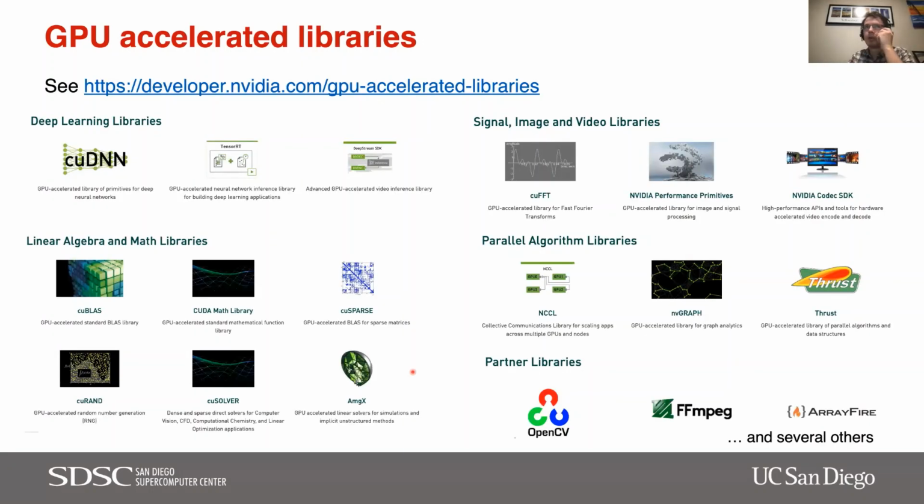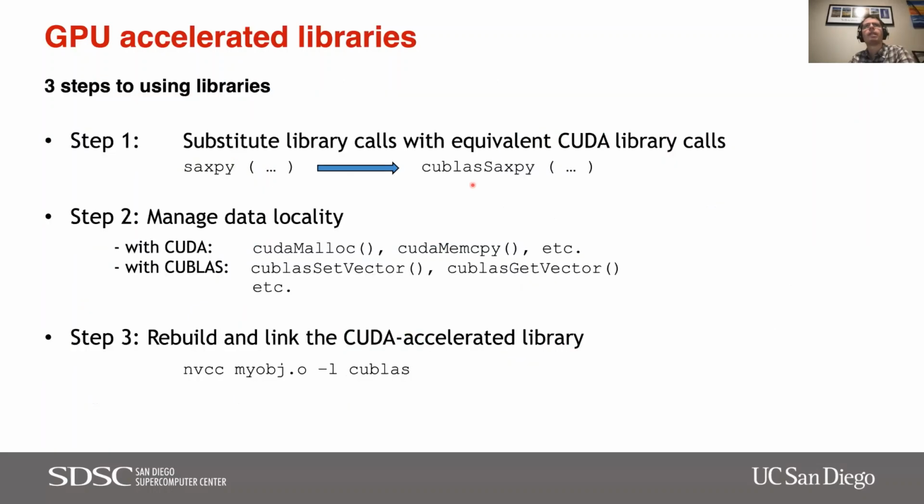So there's a wide range of libraries. Here's a link, just take a look. There's something for every flavor of science. And here's an example where we're going to use the SAXPY function from BLAS as an example. That's a single precision A times X plus Y, so this is basically a vector addition operation. If you want to use cuBLAS, you just call the cublasSaxpy function instead.